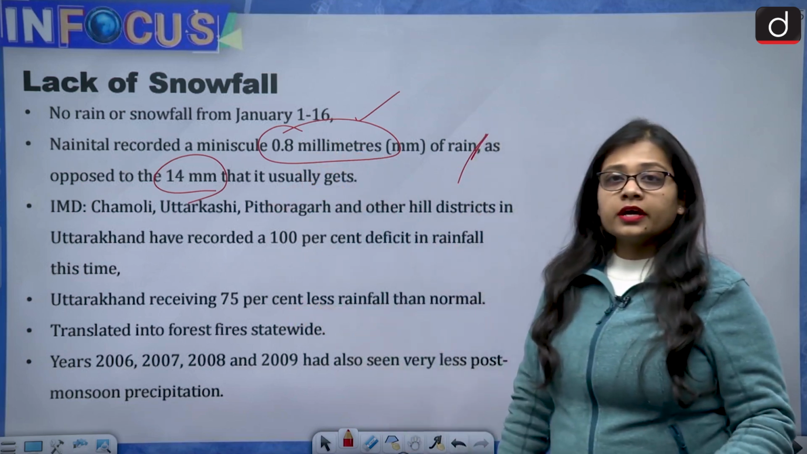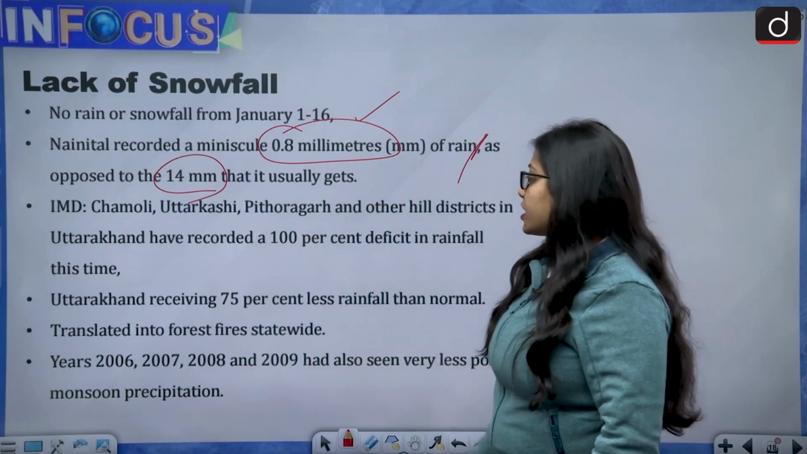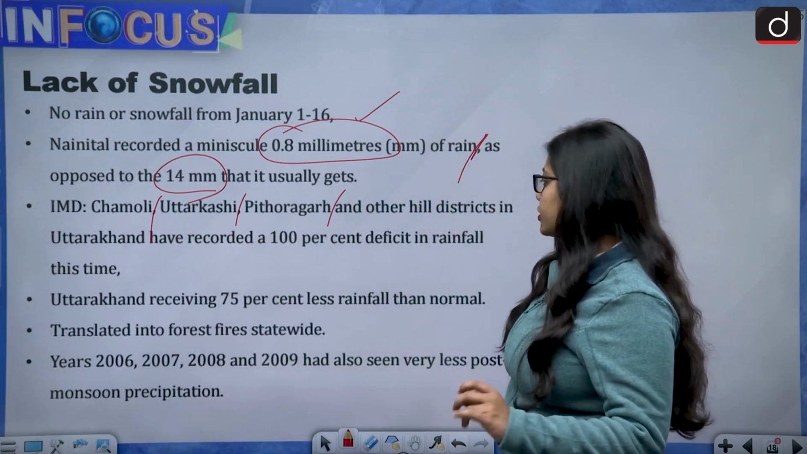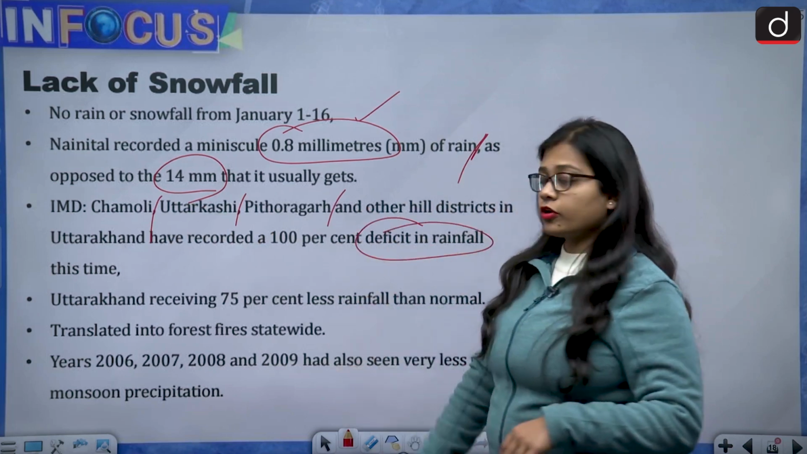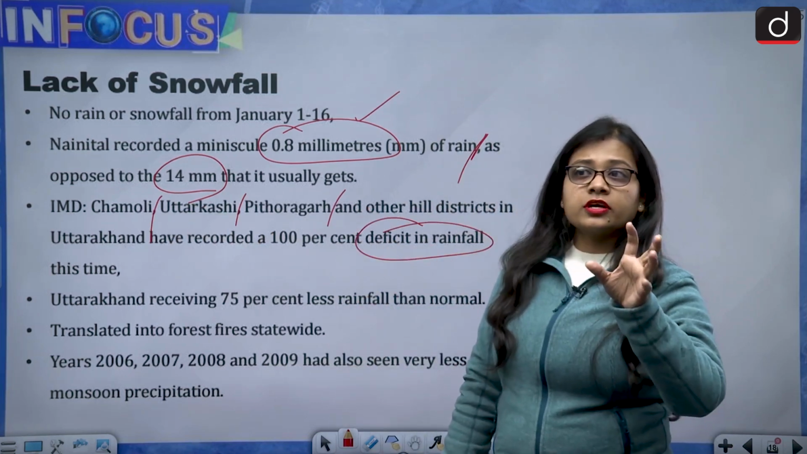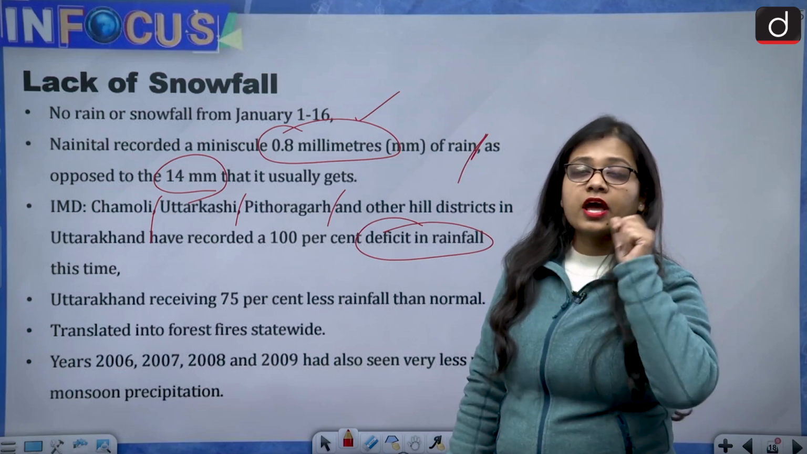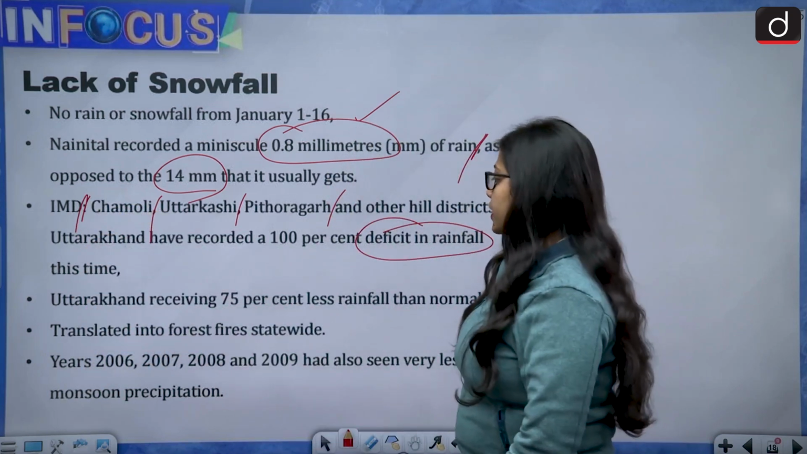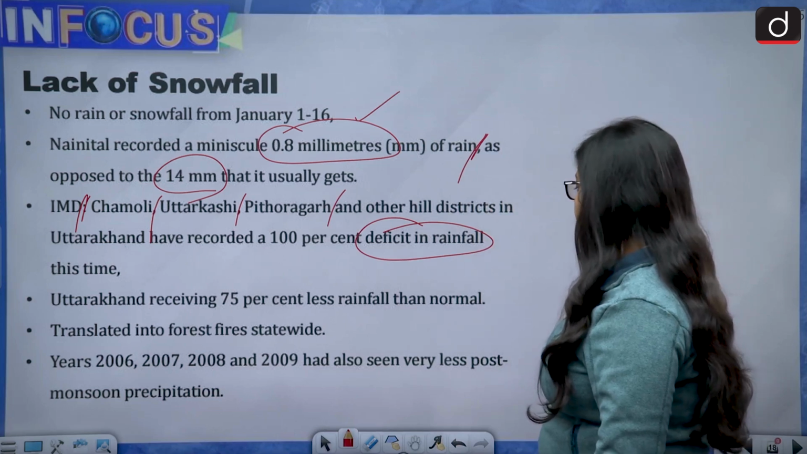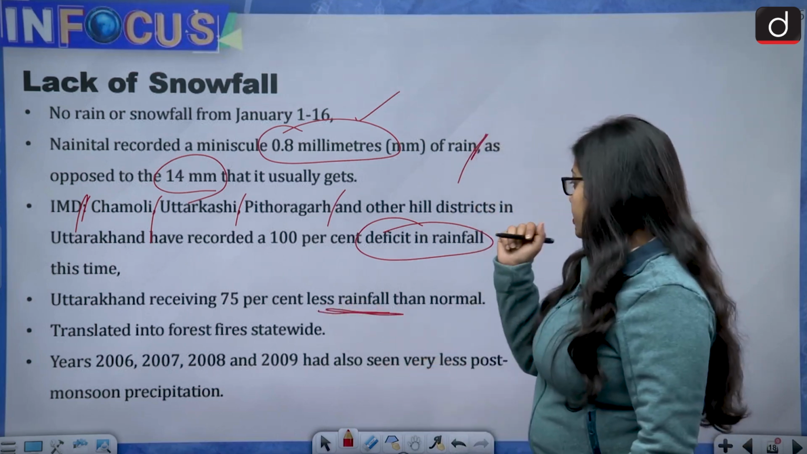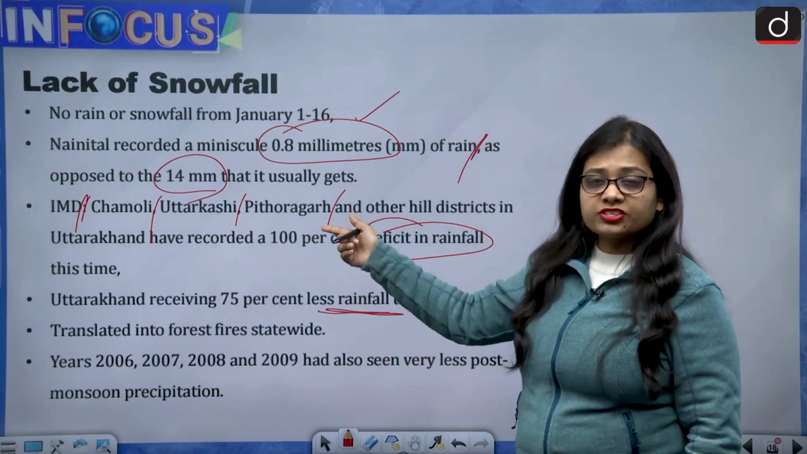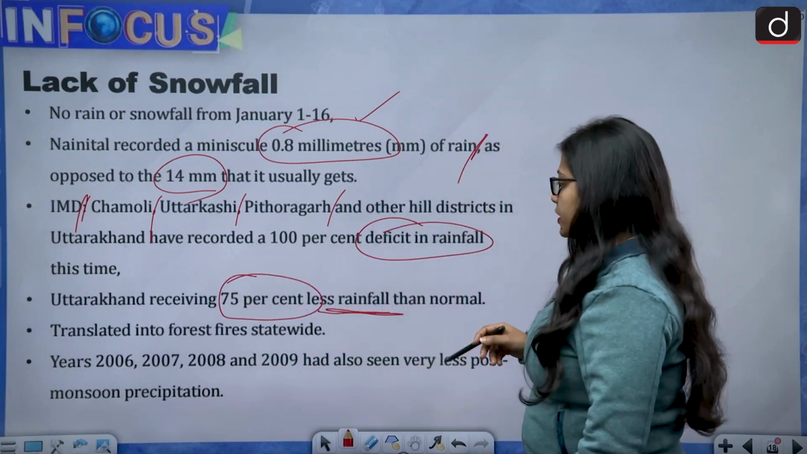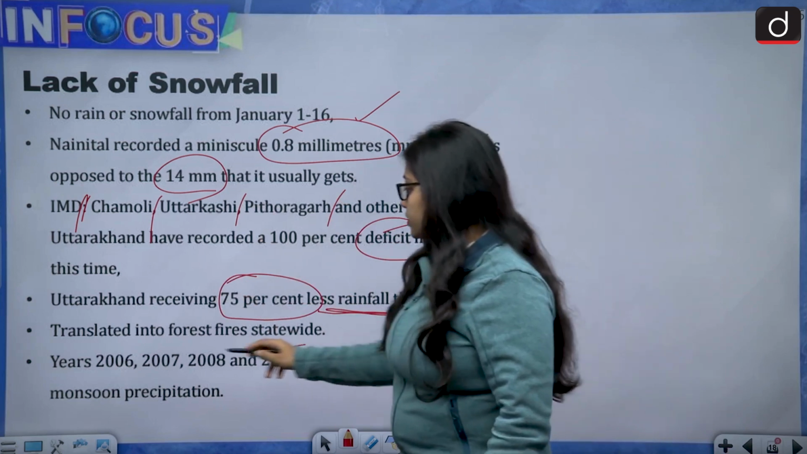According to the Indian Meteorological Department, the areas of Chamoli, Uttarkashi, Pithoragarh and other hill districts in Uttarakhand have recorded a 100% deficit in rainfall. So the higher stretches of Uttarakhand, which used to be known for snowfall and rainfall, have recorded a 100% deficit, and this is what the IMD is saying. Overall, Uttarakhand is receiving 75% less rainfall than normal. This has translated into forest fires state-wise.